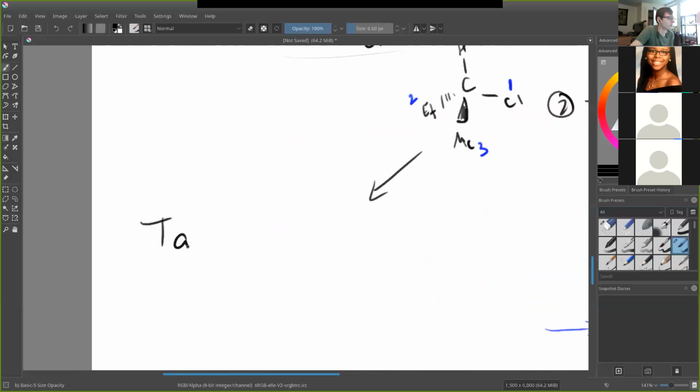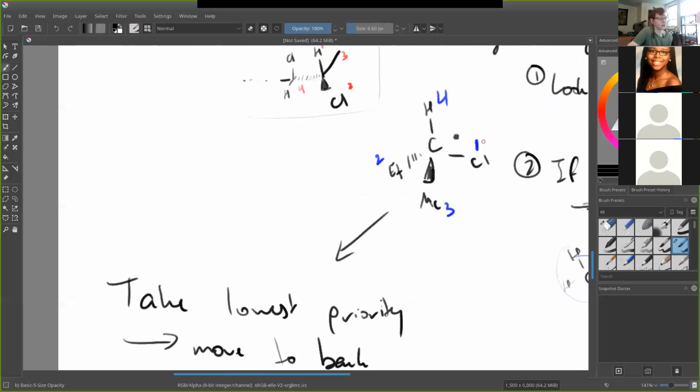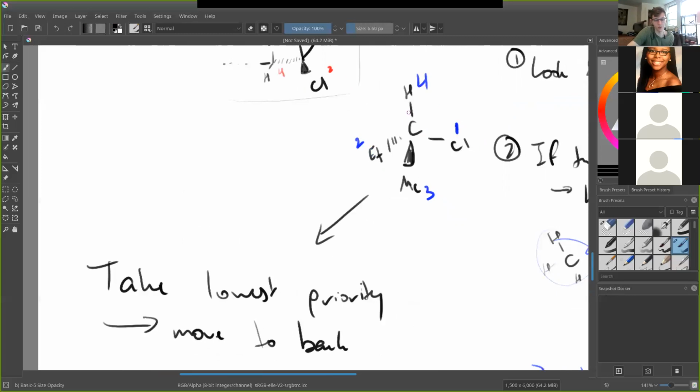So take the lowest priority and move it directly to the back. So here we want to take this hydrogen up here, this number 4, and we want to put it behind the carbon. So what we're going to have to do is take this and move it back that way. And that means this methyl over here is going to flip up to the top like that.